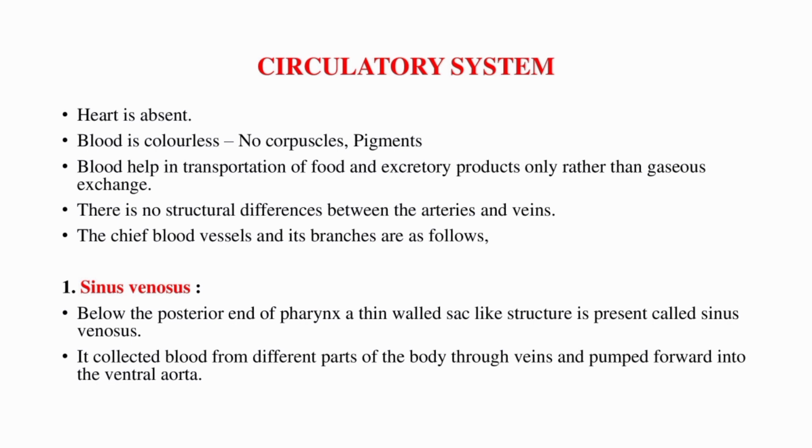Circulatory system of Amphioxus. Heart is absent. Blood is colorless. No corpuscles and pigments. Blood helps in transportation of food and excretory products only, rather than gaseous exchange. There is no structural difference between the arteries and veins. The chief blood vessels and their branches are as follows.